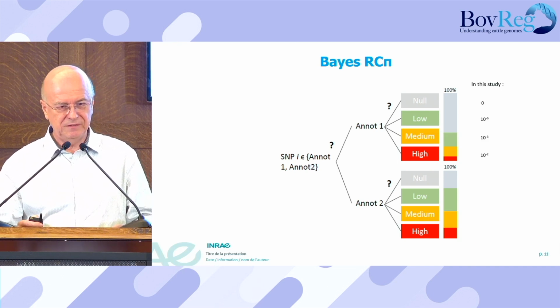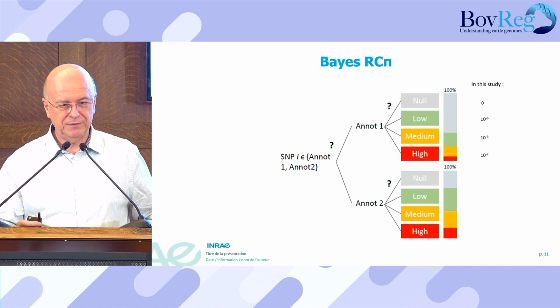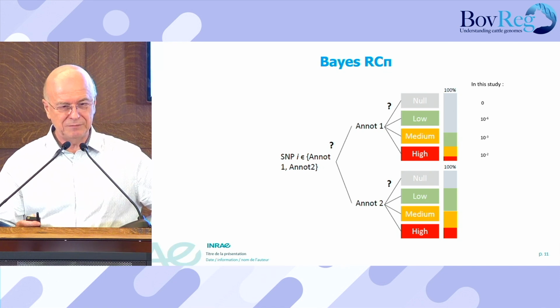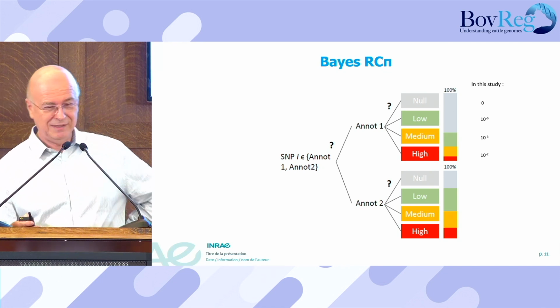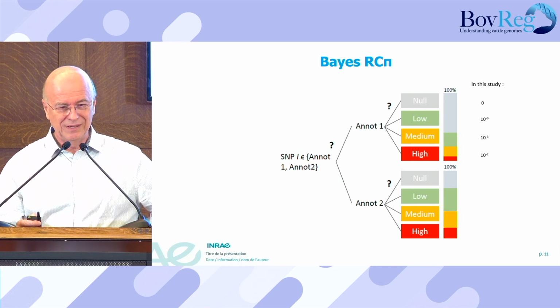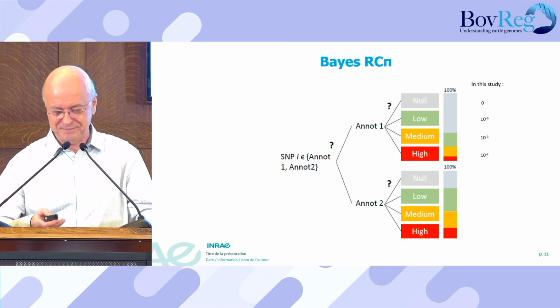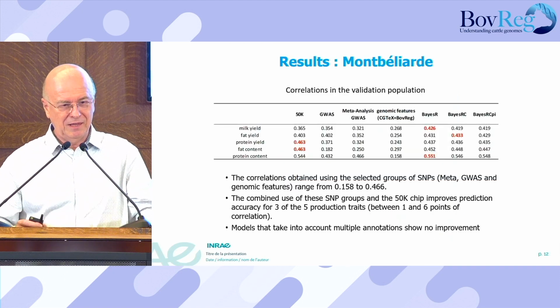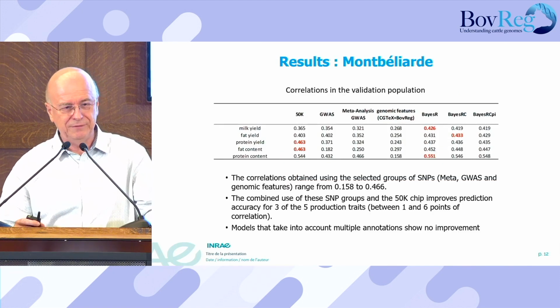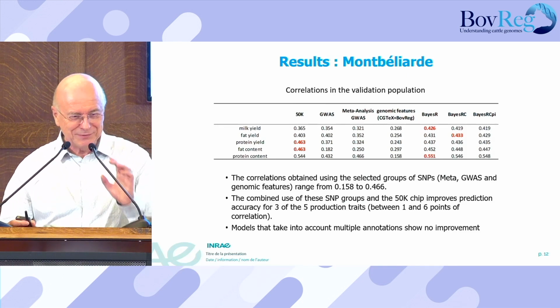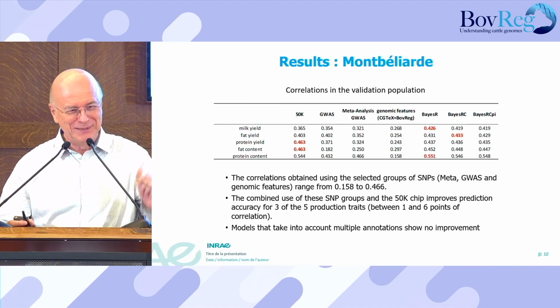In this study, the proportions of variants which were allocated were 10^-2, 10^-3, and 10^-6, and 0. The 10^-6 is really a small value, and maybe too small, because you will see the results of that. And the results are the following. In the Montbéliarde breed, I'm sorry, because it is a bit small on the screen here.